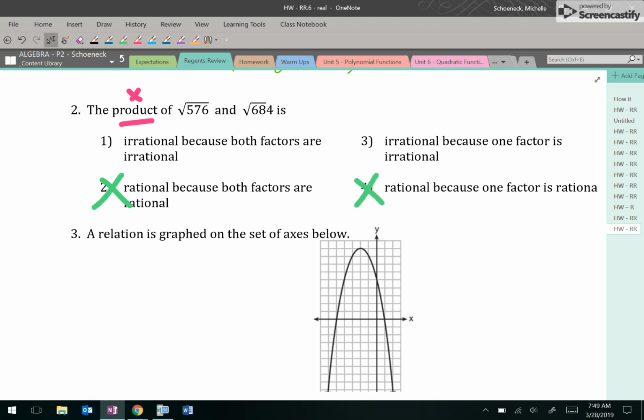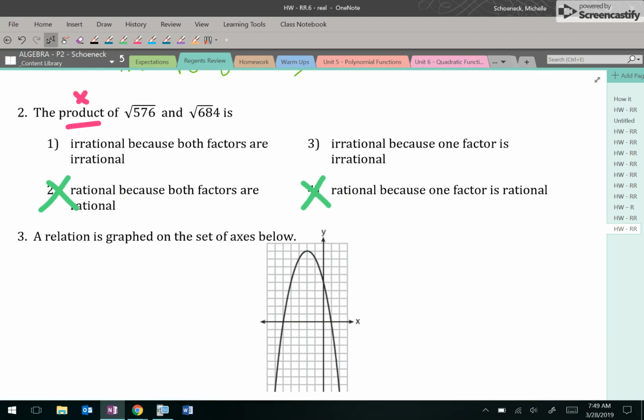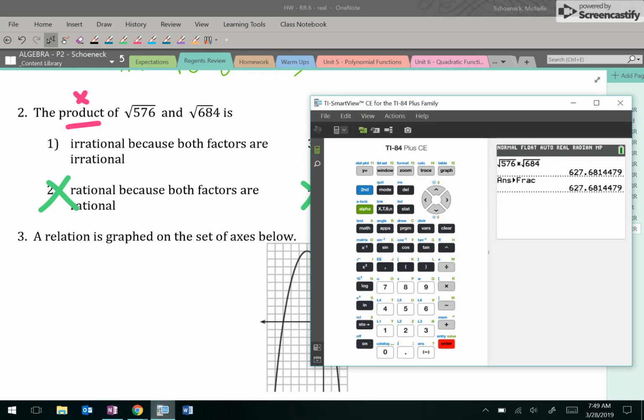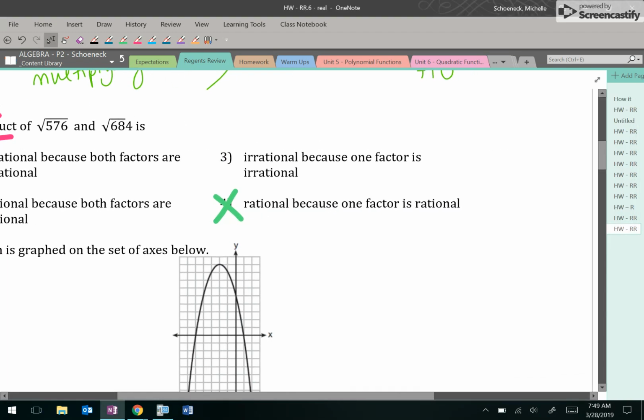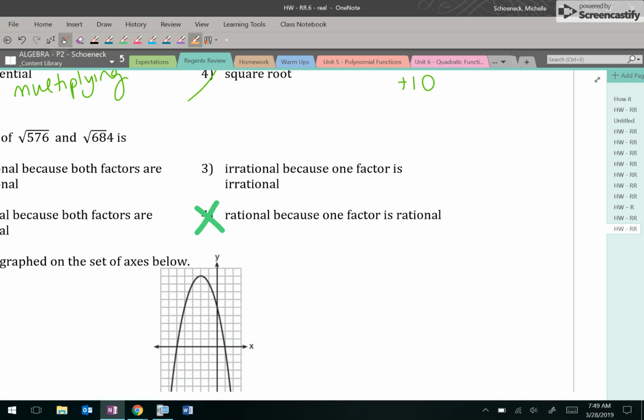And now we have to decide, is it because both factors are irrational or only because one? So now let's just check them individually. The square root of 576 is a whole number, so that means it is rational. So that means both of them are not irrational. So we have one of them is irrational.